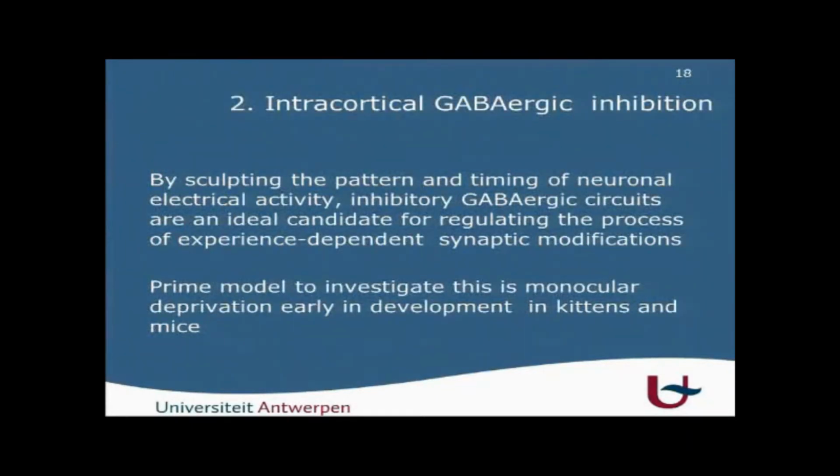Okay, so far Hebbian plasticity dealing with activity-induced changes of excitatory neurons. Next part is intracortical GABAergic inhibition. Here I'm talking about interneurons, a specific part of interneurons. And it's obvious that inhibitory GABAergic circuits can play an important role to steer and modulate the activity that's going on in the brain in certain circuits.